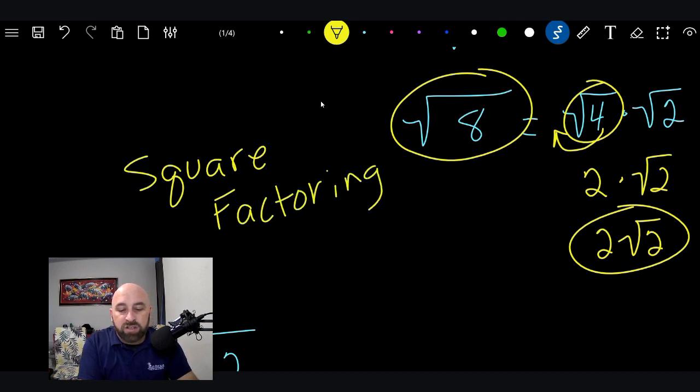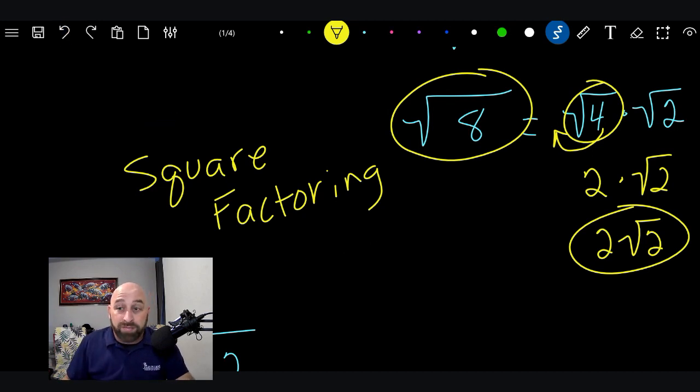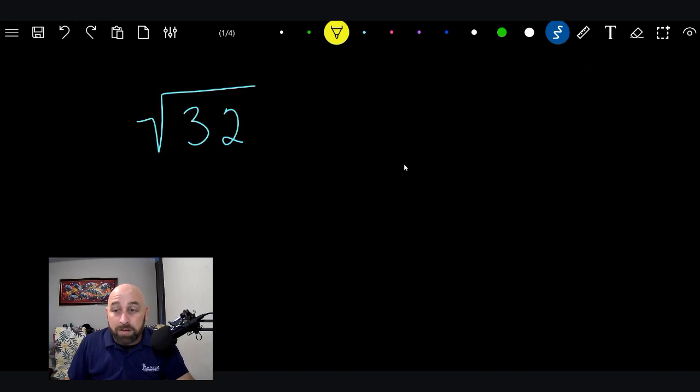And what is square factoring? Square factoring is using our square numbers to factor. The book doesn't show you this. The book shows you prime factoring, and I get prime factoring, but I want you to do what I'm calling square factoring. What does that mean? Here's what it means.